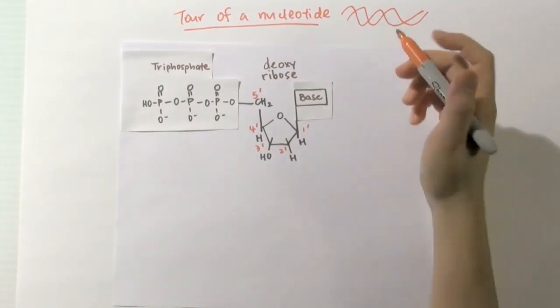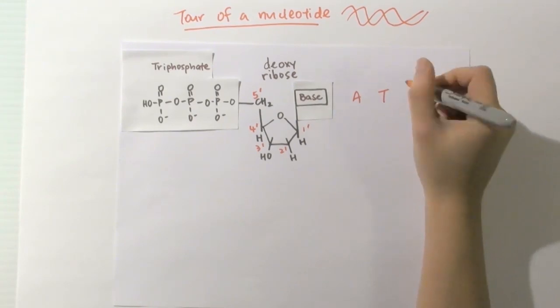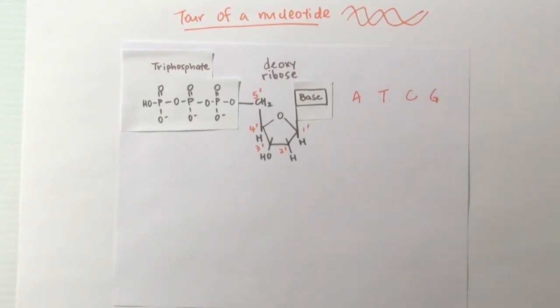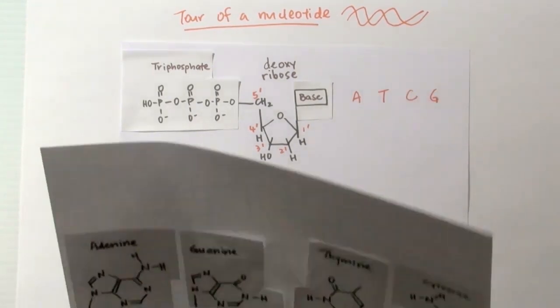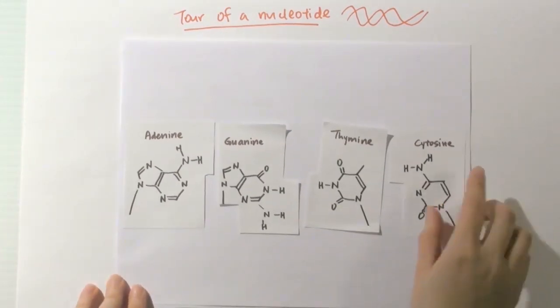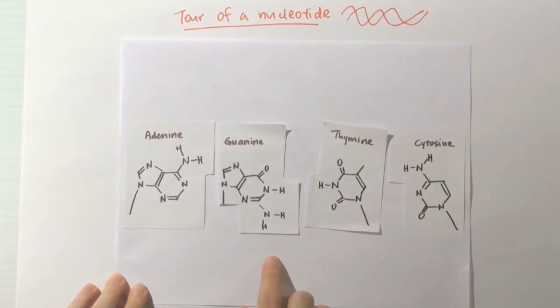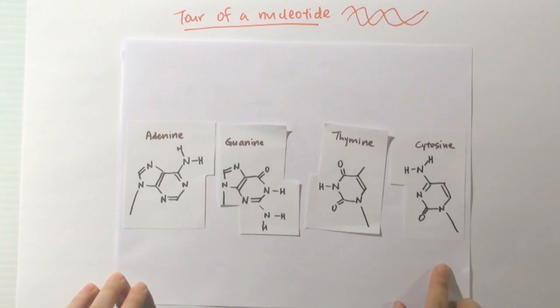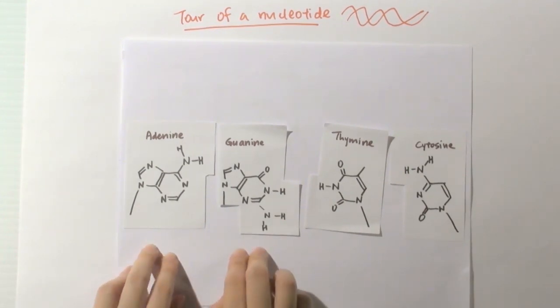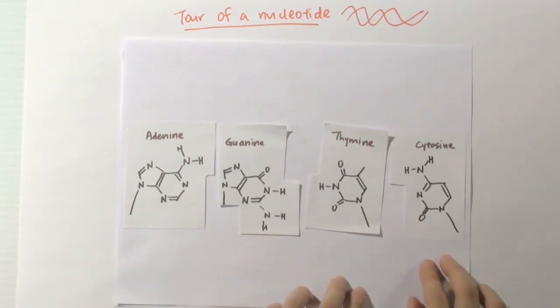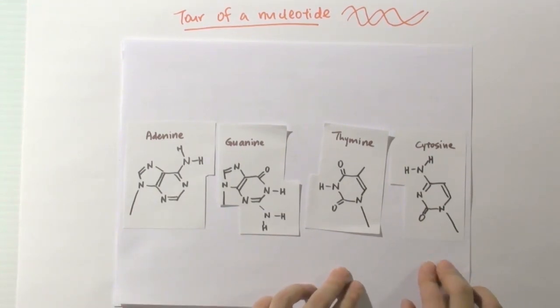And your bases can be A, T, C, or G. So let's take a closer look at your bases. Again, they're A for adenine, G for guanine, T for thymine, and C for cytosine. Adenine and guanine both have 2 aromatic rings, and we call these purines. And thymine and cytosine have 1 aromatic ring, and we call these pyrimidines.